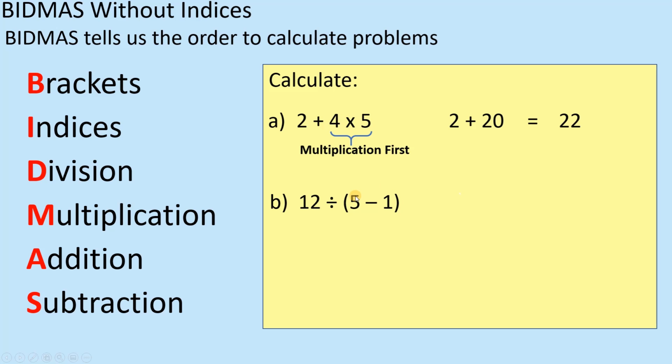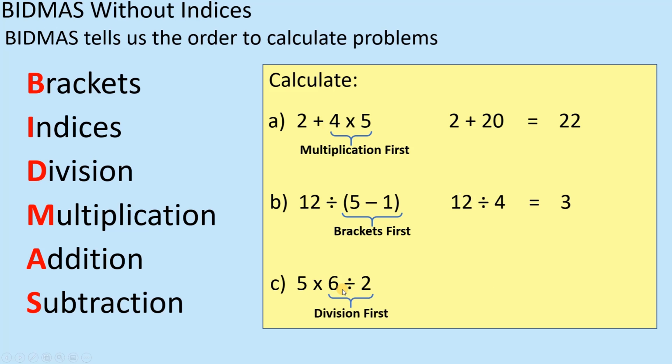Here, what comes first? A bracket. So I'm going to do the bracket first. 5 take away 1 is 4, therefore 12 divided by 4 gives me 3. So the bracket comes first. And then over here, you've got times and divide. You should do divide first because it comes first. So 6 divided by 2 is 3, and 5 times 3 is 15. So there's your order.